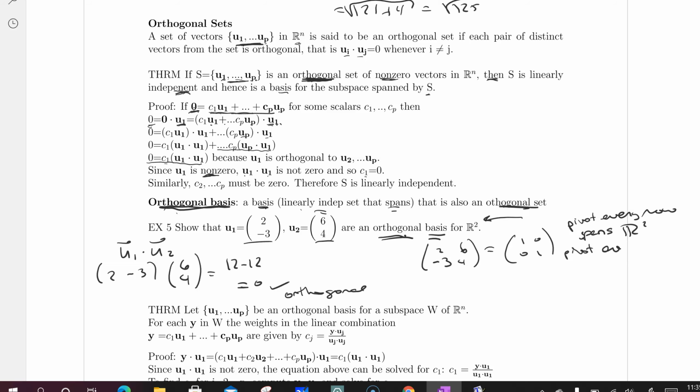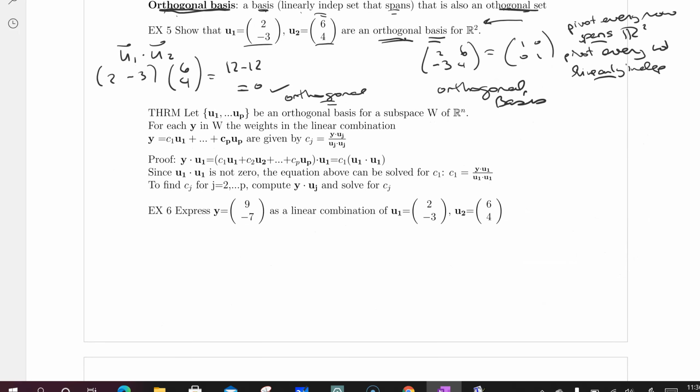Pivot in every column. That means it's linearly independent. So that means I have an orthogonal basis, right? If it spans and is linearly independent, I have a basis. So that means I have an orthogonal basis. All right.